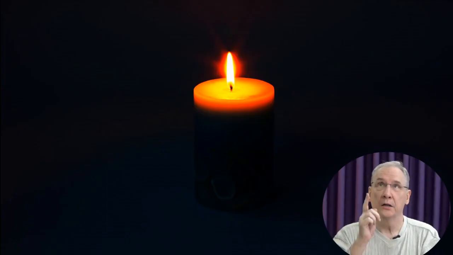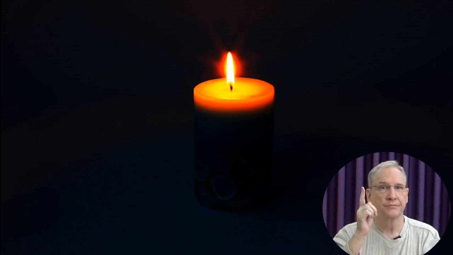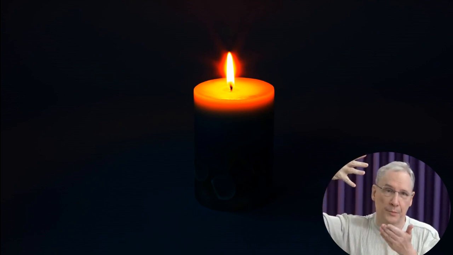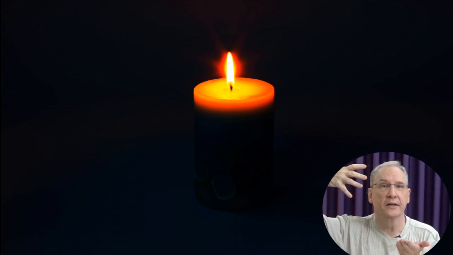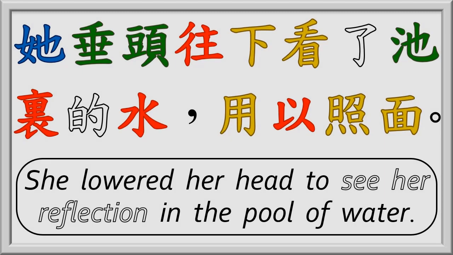Without a light source, 照, nothing is visible to the eye. This is why 照 implies something opposite being illuminated, giving us the expression 照面, meaning come face to face or to meet. 他垂头往下看了池里的水，用以照面。She lowered her head to see her reflection in the pool of water.